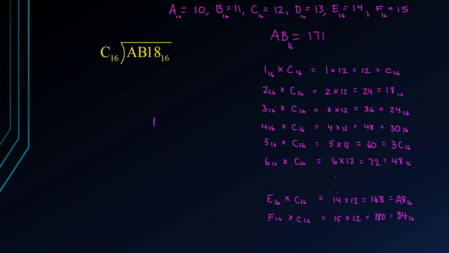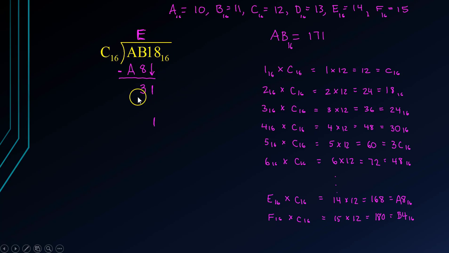I would probably recommend on this one, it's probably easier just to convert these numbers to base 10, carry through the division, and then convert back to base 16. But anyway, as I go through this list here, I have my base 10 numbers. It looks like the closest I get to 171 is 168. That's when I do E base 16 times C base 16. So I put that in there, and when I carry through the subtraction, I do get a remainder of 3, and that's in base 16 as well as base 10.